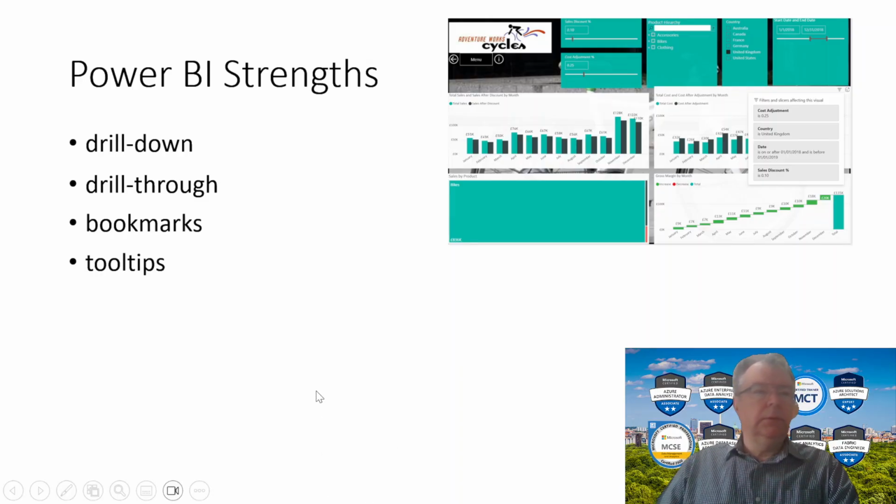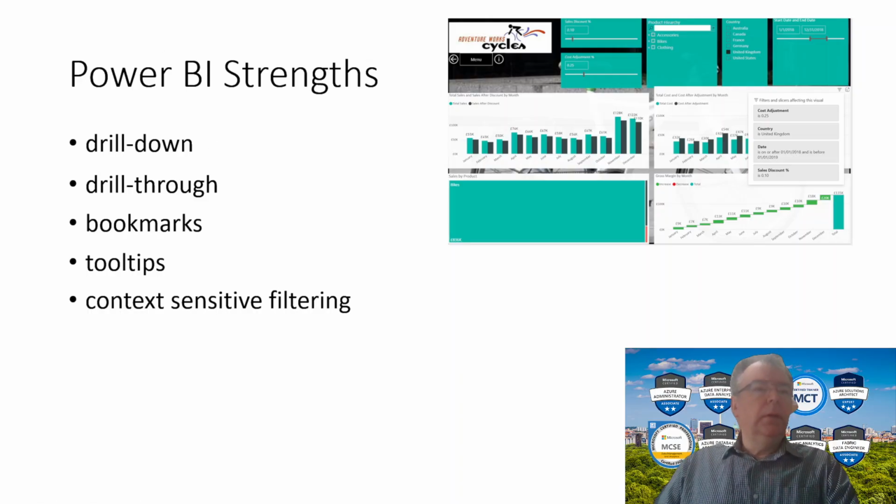Tooltips display additional contextual information when users hover over data points in a visual. Context-sensitive filtering dynamically updates visuals and calculations based on user selections, slicers, drill actions, and relationships between tables within a Power BI report.